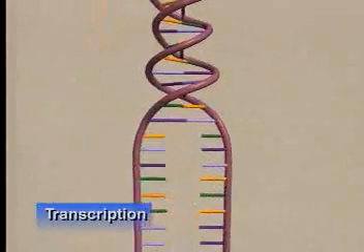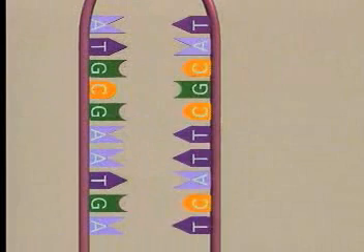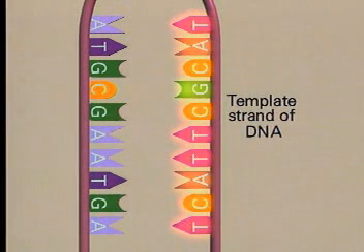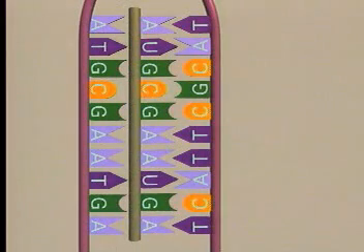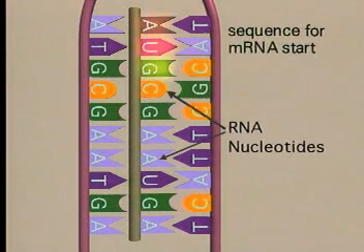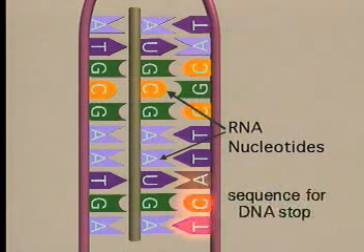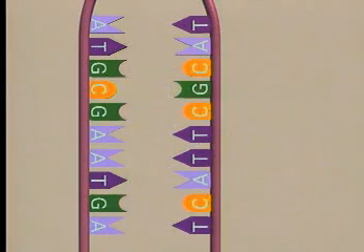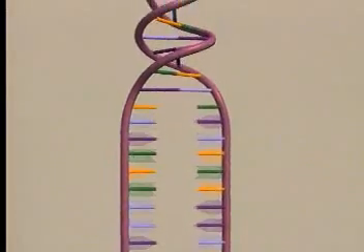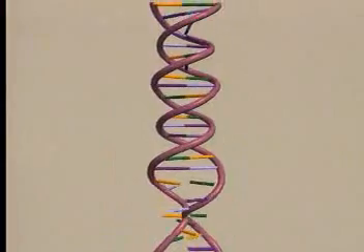The double-stranded DNA unravels. One strand of the DNA is used as a template for the synthesis of a complementary strand of RNA. Temporary base pairing occurs between the DNA template and RNA nucleotides. When the termination site on the DNA template is reached, the single strand of mRNA is released, and the DNA molecule returns to its coiled shape again.